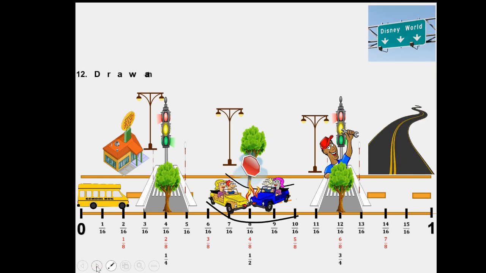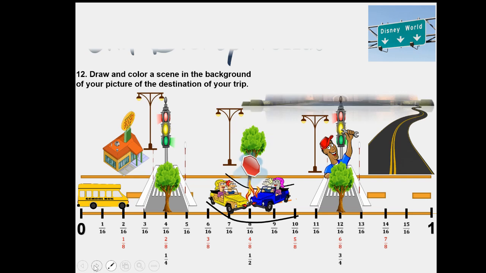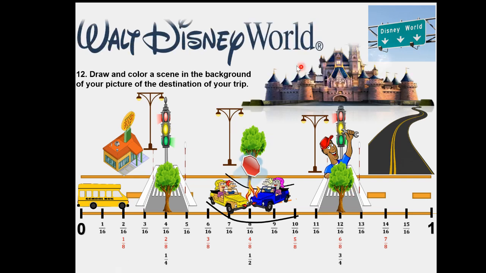And for the last step, it says draw and color a scene in the background of your picture of the destination of your trip. So what I did is, as you can see, they already have their registered trademark there. So no, I'm not illegally using anything. At least I sincerely hope I'm not. If I am, there's nothing I can do at this point. It's already on the internet.